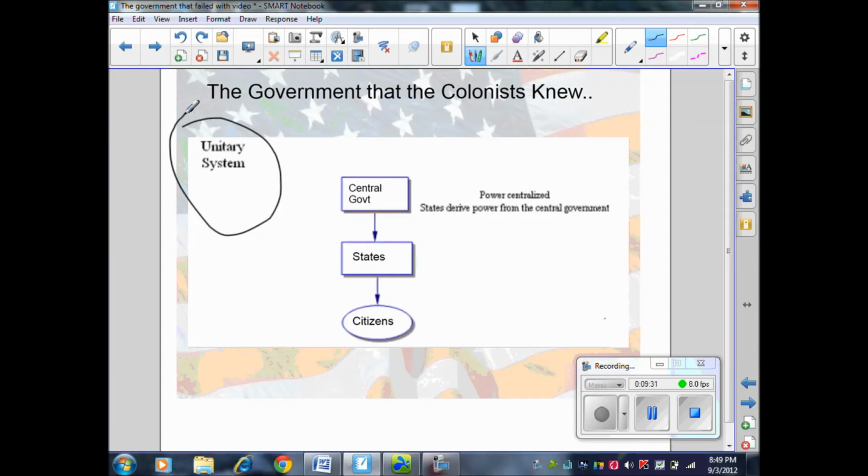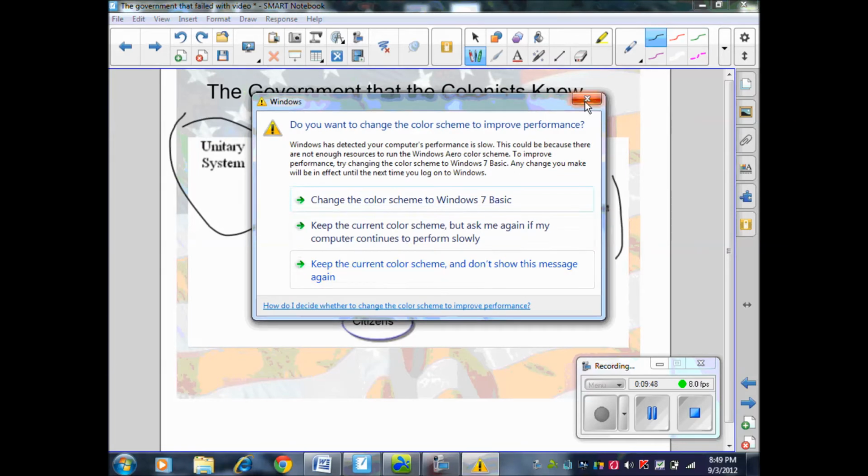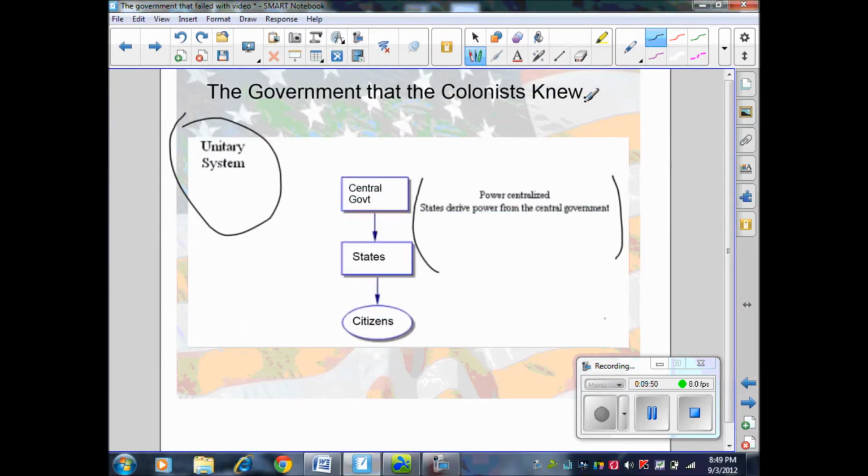Unitary. I'm going to go to the next slide in just a second, and that's going to also explain unitary government to you guys as well. So you see here that a unitary government, here's a definition right here: power is centralized, and states derive their power from the central government. What that means is that the central government, meaning the national government, is the most powerful.